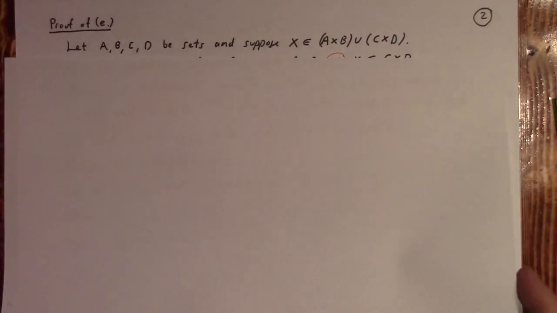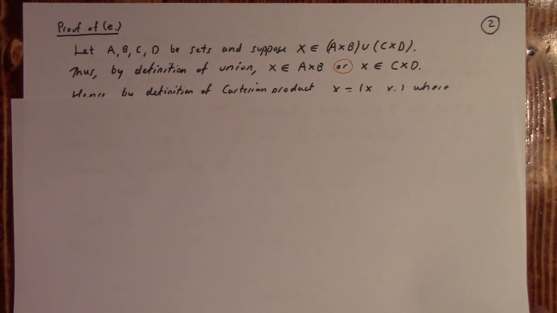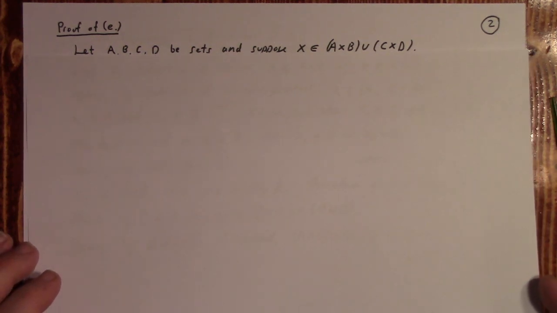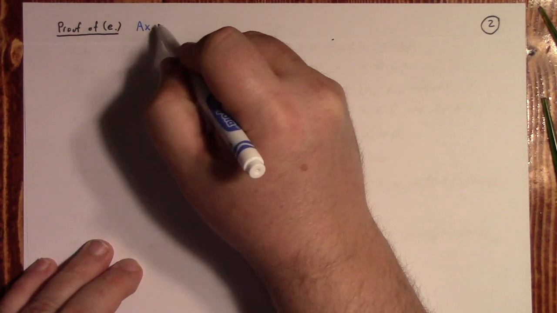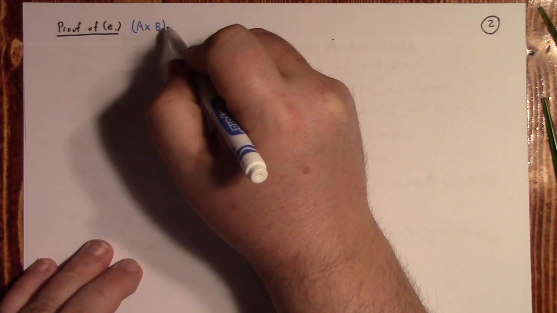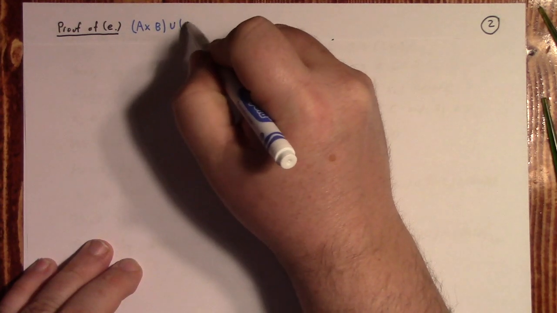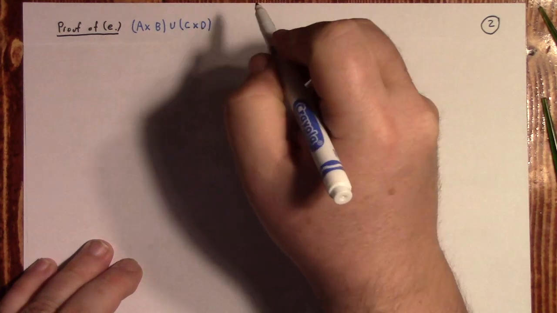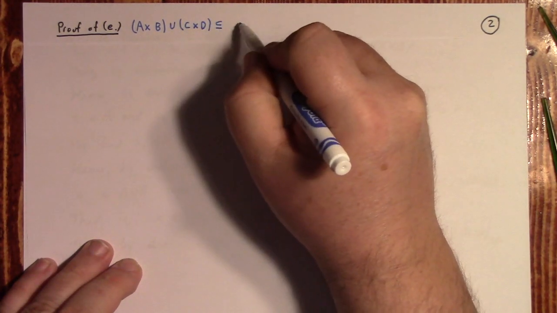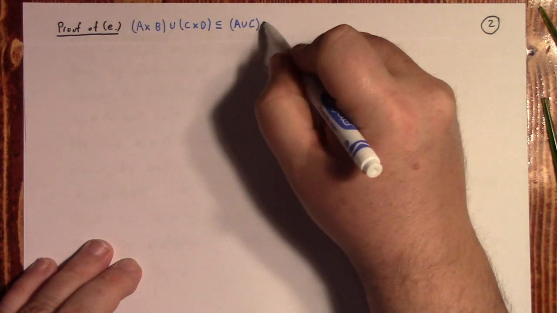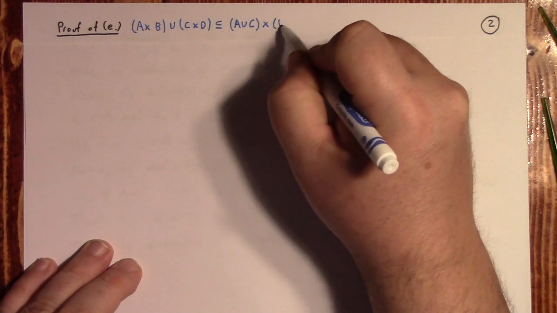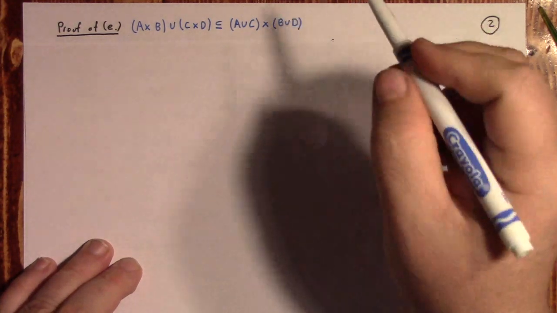Proof of E. So E was a subset. E is a claim about subsets, right? Let me write down what E is again. So E was showing that A cross B, all right, unioned with C cross D is allegedly a subset of A union C cross B union D. All right, that's the claim.